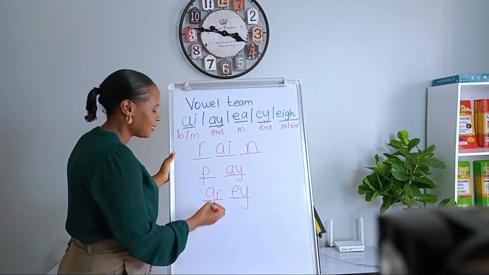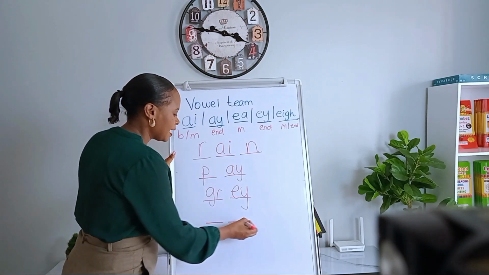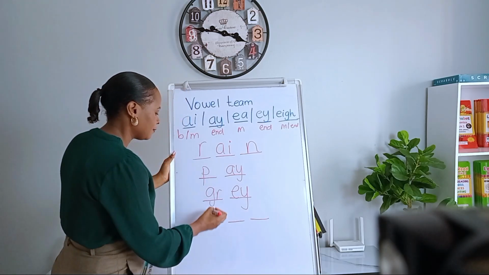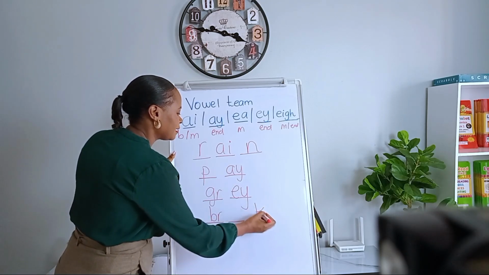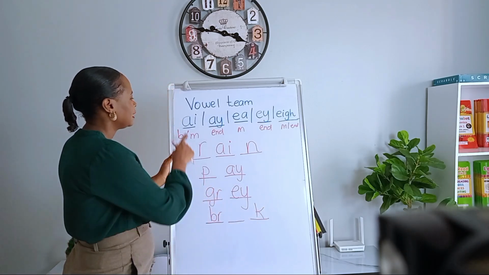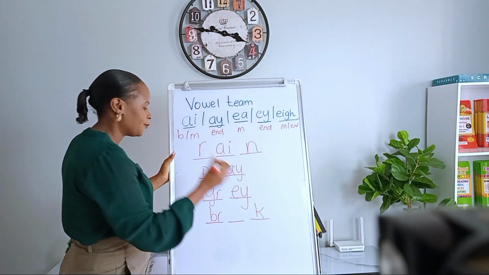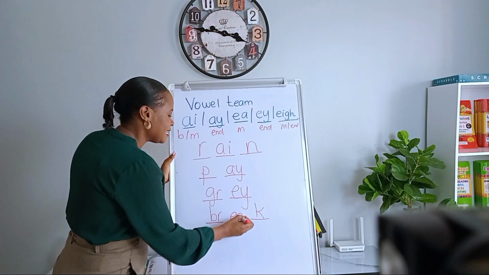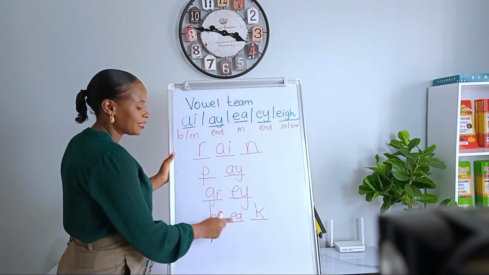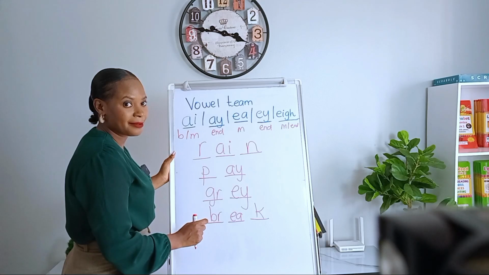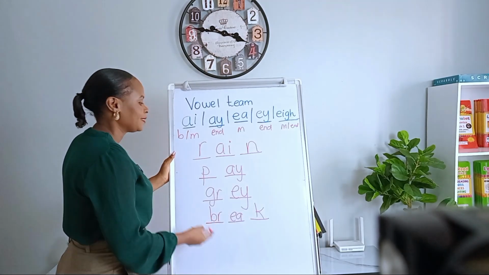Okay, the next word is break. Sounding out. Br, A, K. That's right. Br, A, and then K. Are we using AI or EA? We are using EA because we have read this word so many times. We know that the EA in break makes the sound A. The more you get exposed to these words, the easier it gets.